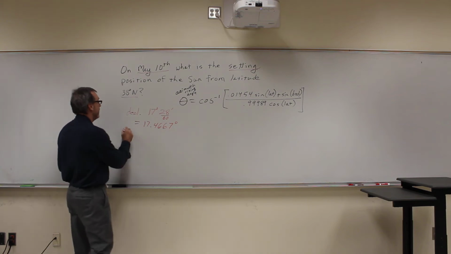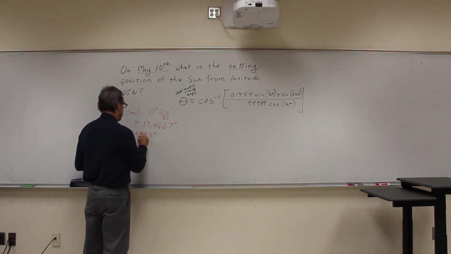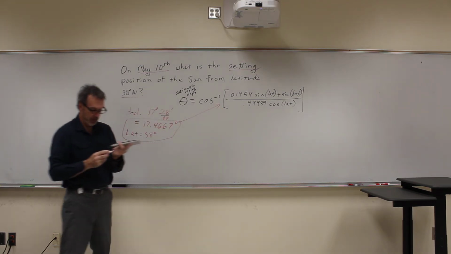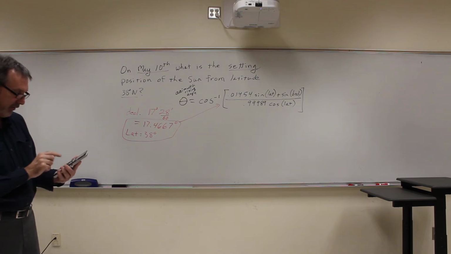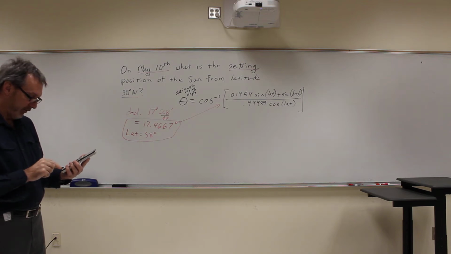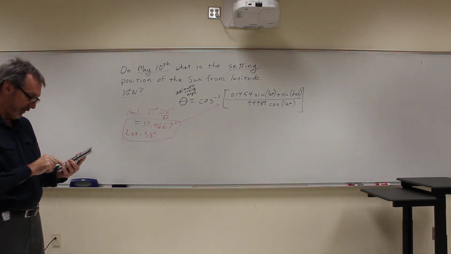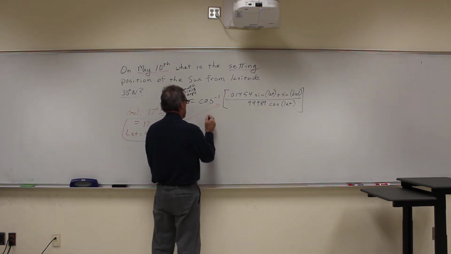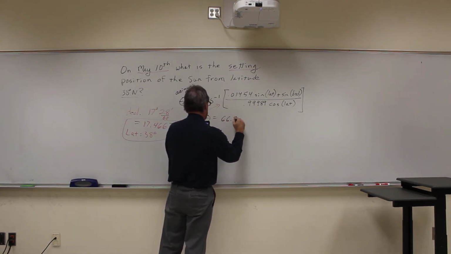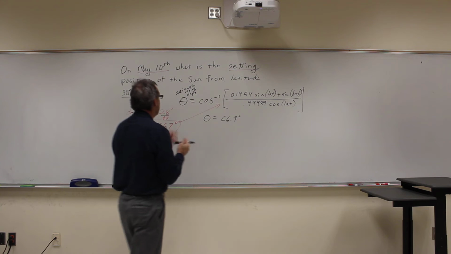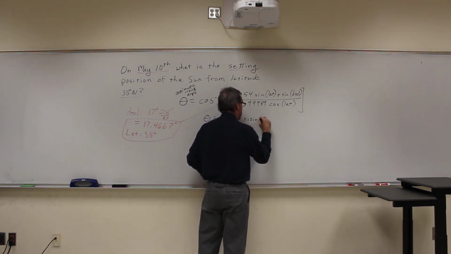Okay, my latitude is given to me. My latitude is 38 degrees. So I'm going to plug these two values into this equation. Now I have it all programmed in my calculator, so I just hit program and go to azimuth. It asks for the latitude, so I'm going to put in 38. The declination is 17.4667. And I get that the azimuth angle is 66.9 degrees.